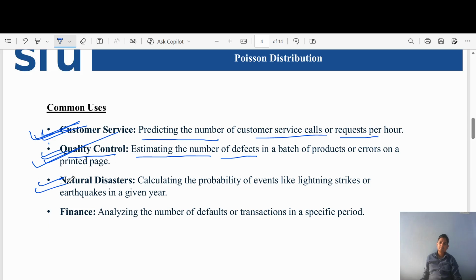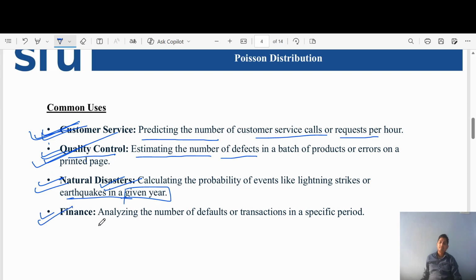Natural disasters means the number of lightning strikes or earthquakes in a given year, so this is a time duration, a year. Number of accidents that occur in a week. So how many disasters occur in a particular year or particular month or particular time? If these things are happening in the question, then we apply the Poisson distribution.